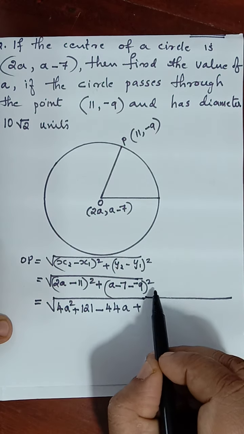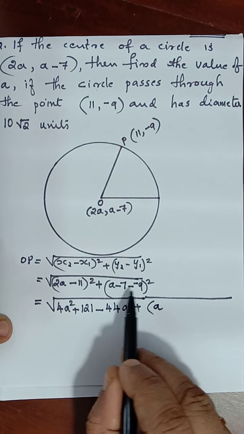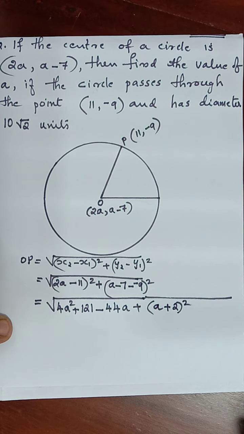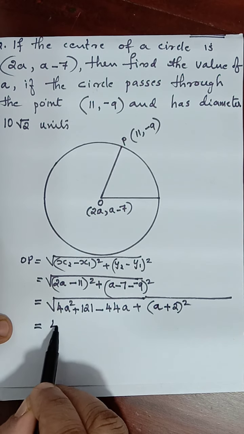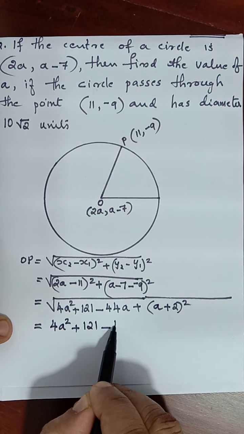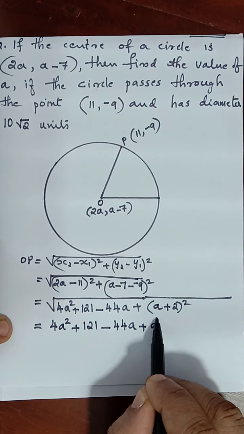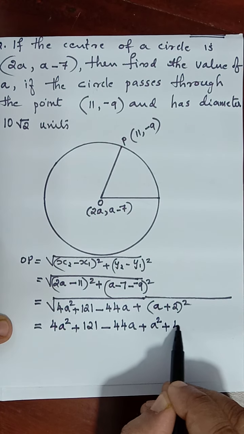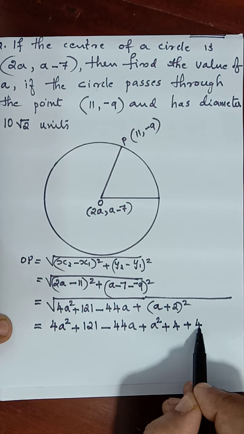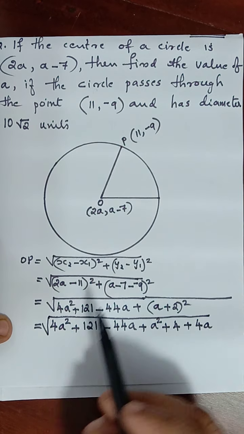A plus 2. This becomes, we will write once more, no problem. A minus 7 plus 9, that is (a plus 2) whole square. One more step we will write. 4a square plus 121 minus 44a plus, now (a plus b) whole square is a square plus b square plus 2ab: 2 square plus 2ab, 2 2s are 4 into a. Comes under the root. This is actually OP.